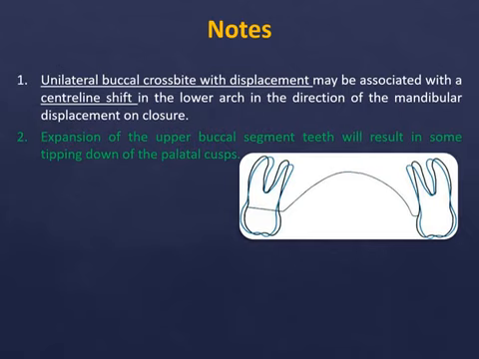Expansion of the upper buccal segment teeth will result in some tipping down of the palatal cusp, and this may increase the lower facial height. If this is not desirable during treatment, we can use buccal capping of the buccal teeth during this expansion to avoid this palatal cusp tipping. Or alternatively, we can apply some buccal root torque to the molars after expansion.